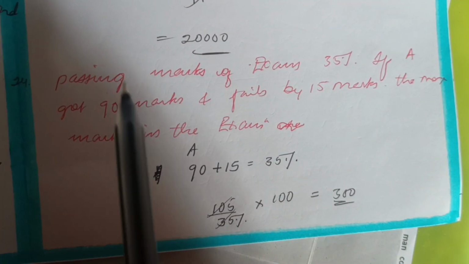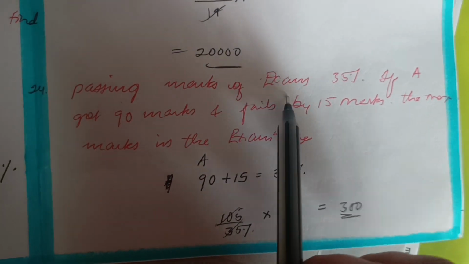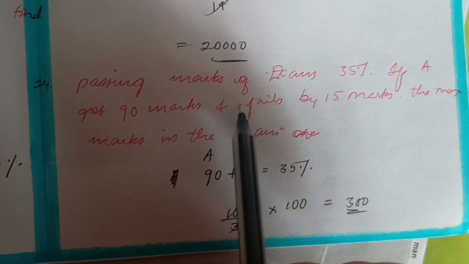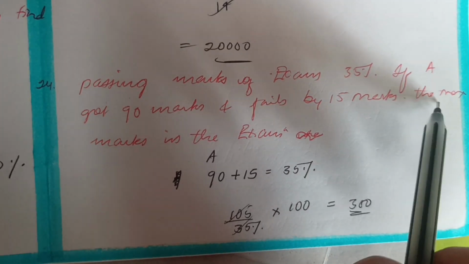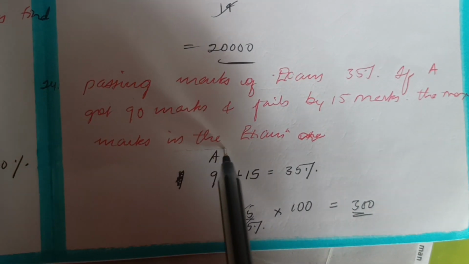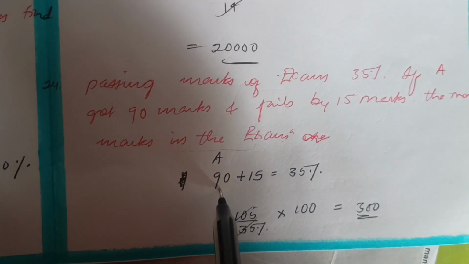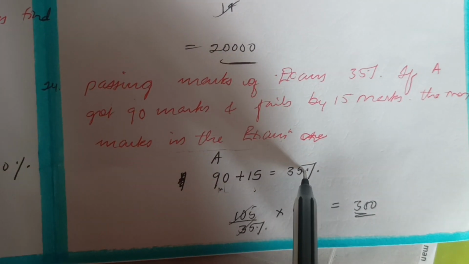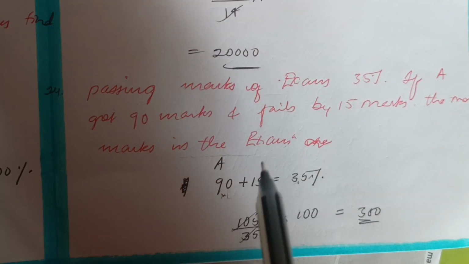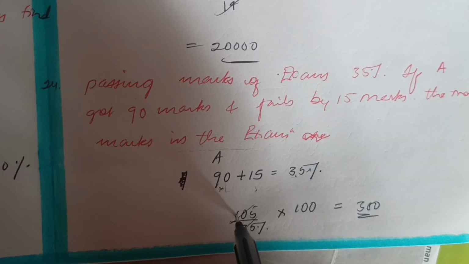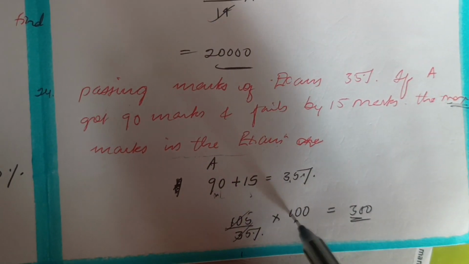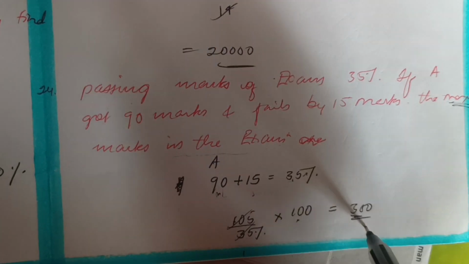So next question: the passing marks of an exam is 35%. If A got 90 marks and fails by 15 marks, what is the maximum marks in the exam? Okay, so A got 90. If he got 15 more marks, he would have passed, meaning this passing percentage of 35% is 105. Therefore we have to calculate the maximum marks, meaning the 100%, that is equal to 300.